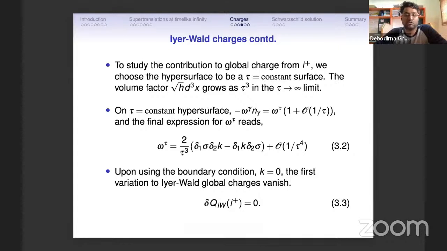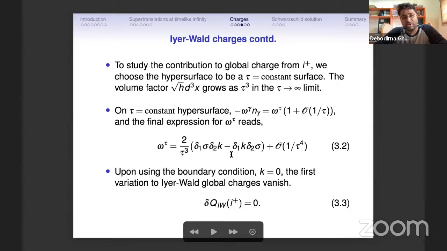So to study the contribution to the global charges from I plus, we choose the hypersurface to be a tau equals constant hypersurface. The volume factor root h d cube x that we have just shown rose as tau cube in the tau tends to infinity limit. On the tau equals constant hypersurface, omega gamma n gamma is equal to the tau component of omega, and the final expression reads omega tau equals 2 over tau cube times the first variations of the fields sigma and k.